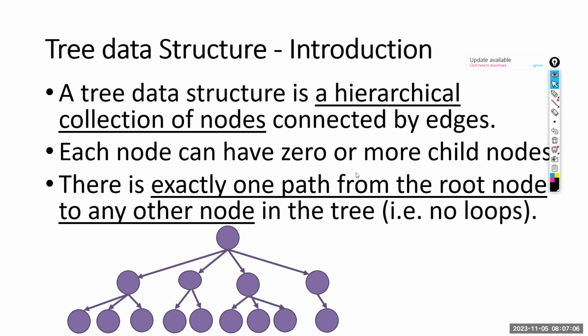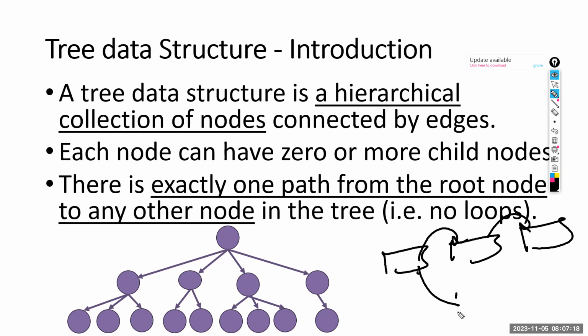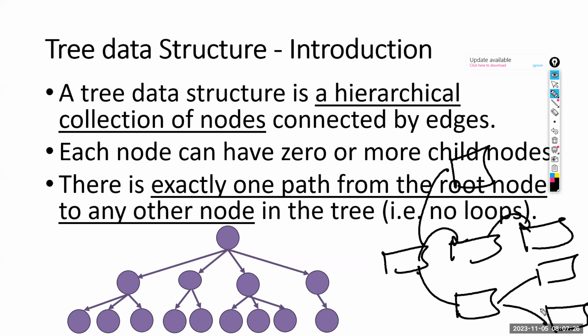Remember, we discussed linked list. Linked list is a linear data structure. But this is a non-linear data structure, because there can be another one. Likewise, it grows like a tree. But the only thing is, you can have only one root.